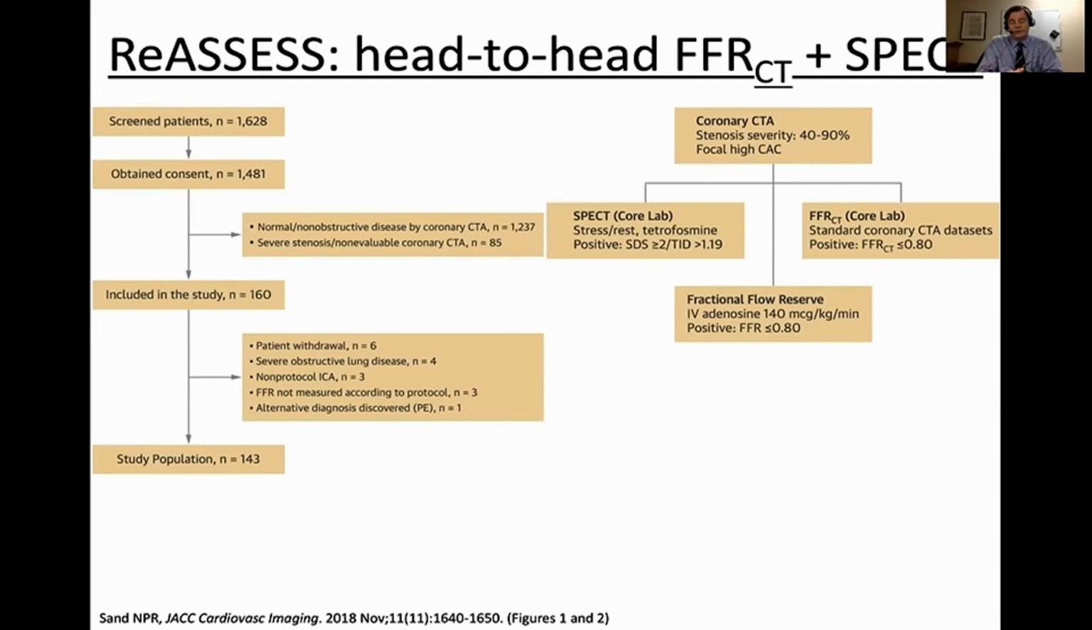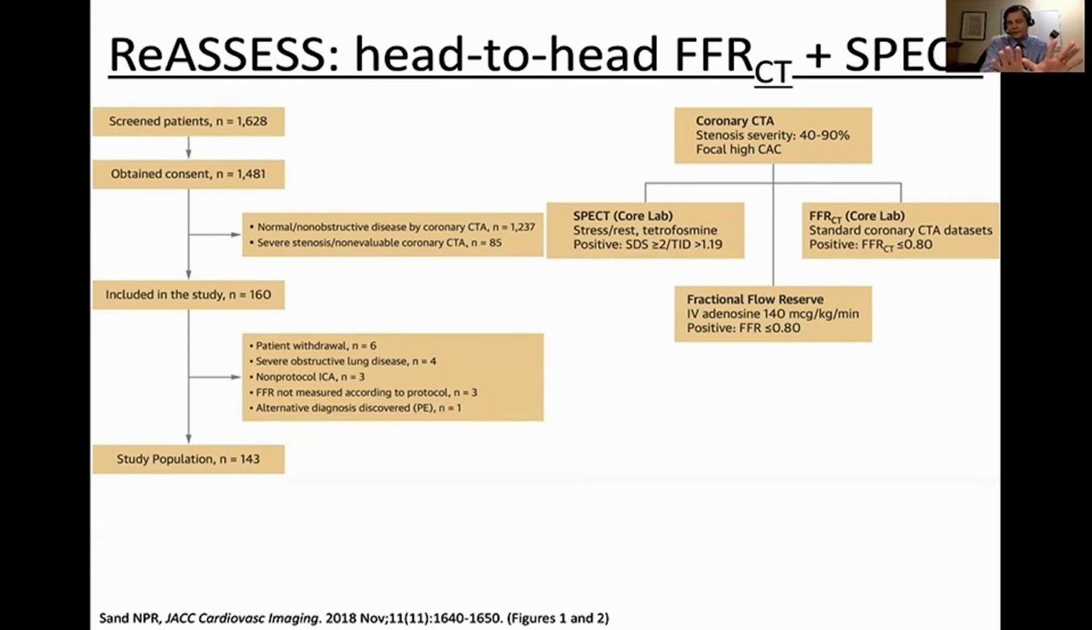So in Denmark, they do a lot of CTs, a lot of coronary CTs. You can see here that they started off with something like 1,500 patients, and a huge number of them, something like 1,200, had normal or non-obstructive disease. So they just pushed those off to the side, and they included then the remaining 160 or so where they thought that it was intermediate, and then they took those patients, and the ones that they could underwent SPECT, as well as sending off the CTs to a core lab for analysis for FFRct, and then all of those patients went to the cath lab and had FFR measured.